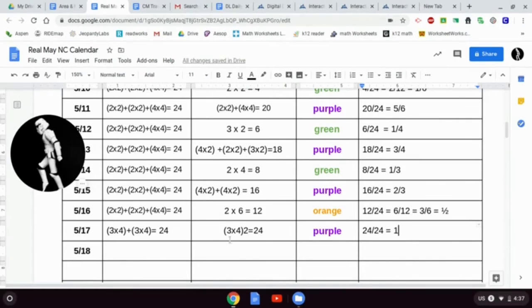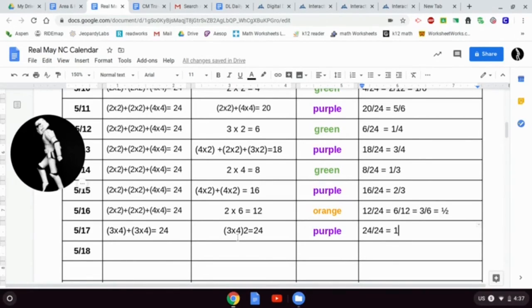On this one, though, I have 3 by 4 with the number 2 on the outside of the parentheses. When doing algebra, because this is algebra, you have the number 2 on the outside of parentheses, or any number on the outside of the parentheses with no operation in front, automatically notes multiplication. So what I'm doing here is 3 by 4 times 2.